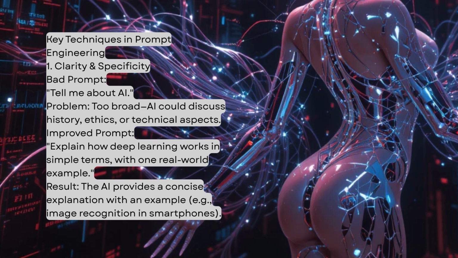1. Clarity and specificity. Bad prompt: Tell me about AI. Problem: Too broad. AI could discuss history, ethics, or technical aspects. Improved prompt: Explain how deep learning works in simple terms with one real-world example. Result: The AI provides a concise explanation with an example, for example, image recognition in smartphones.